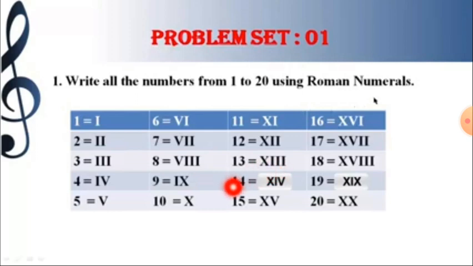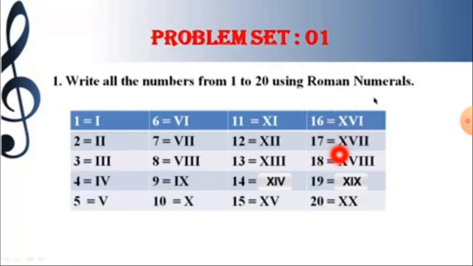Then 11 we will write as XI, 12 is equal to XII, 13 we will write as XIII. 14 we will write as X and IV, because 10 value is X and 4 value is IV. So we will write 14 as XIV. Then 15 we will write as XV. 16 is equal to XVI.